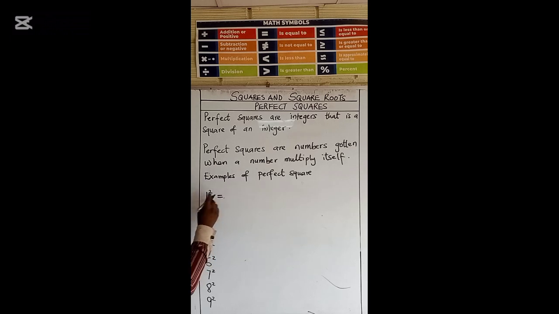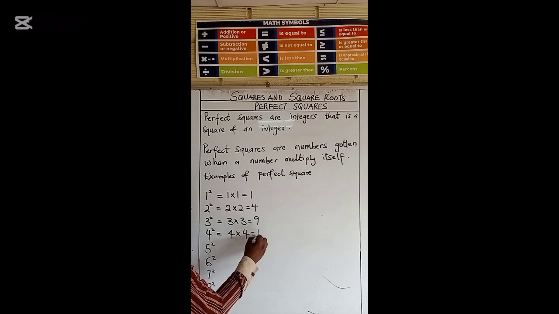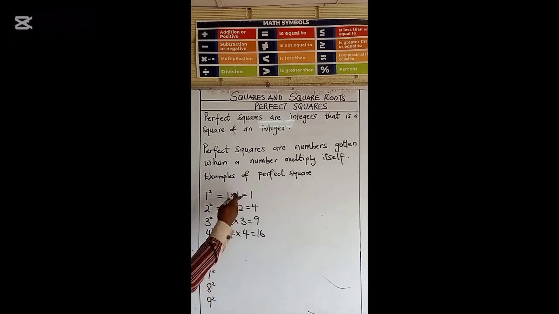So 1 square actually means 1 times 1, and that is giving us 1. And 2 square gives us 2 times 2, and that is 4. 3 square means 3 times 3, and that will give us 9. And 4 square means 4 times 4, and that will give us 16. And that's how we are going to continue the rest.